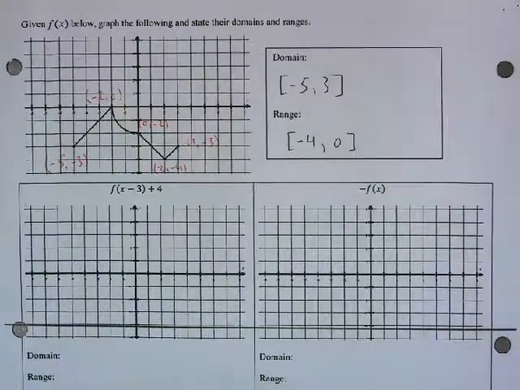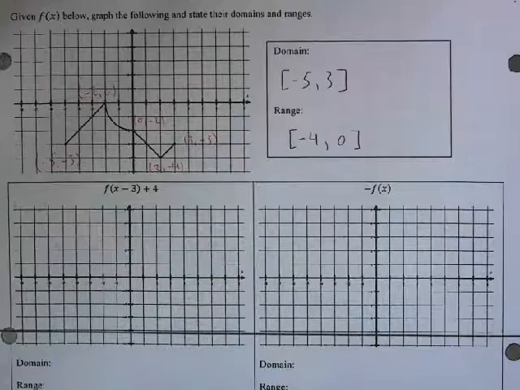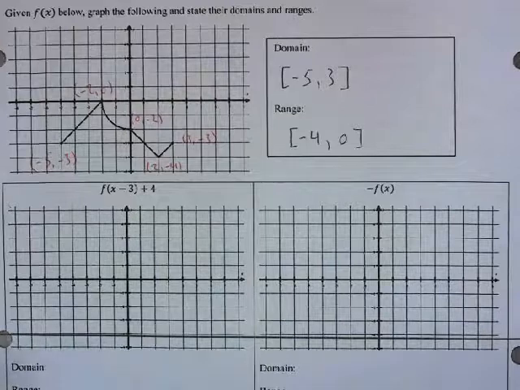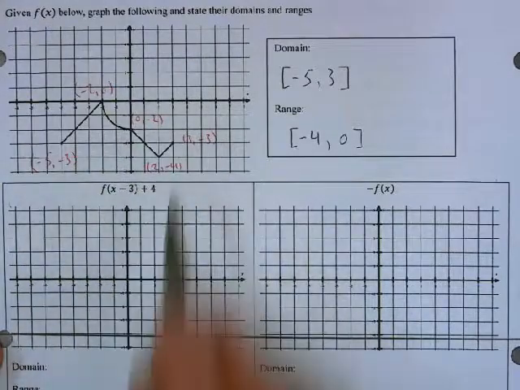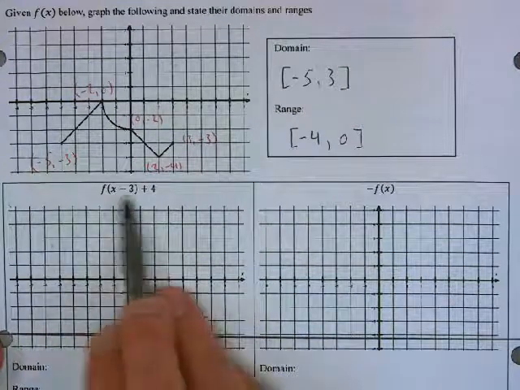We're going to make some comparisons to the domain and range of these other graphs at the end of the notes, once we finish these other graphs. All right, for the first example, they want us to take our original function, which is this weird drawing here, and we want to shift it.